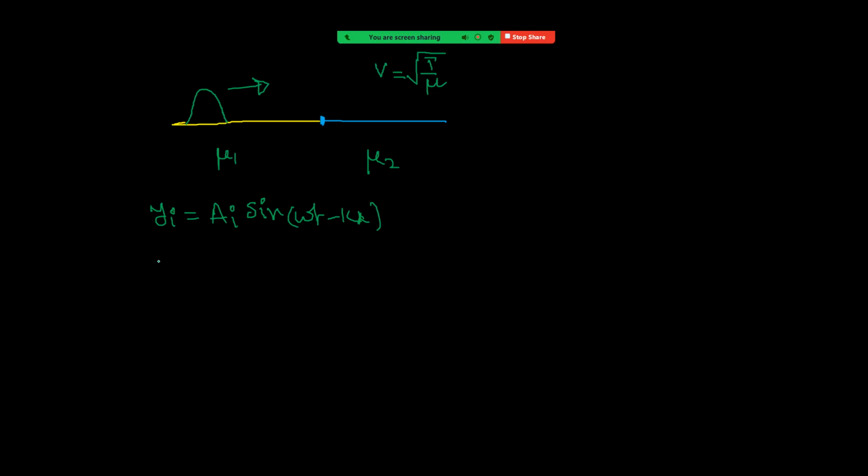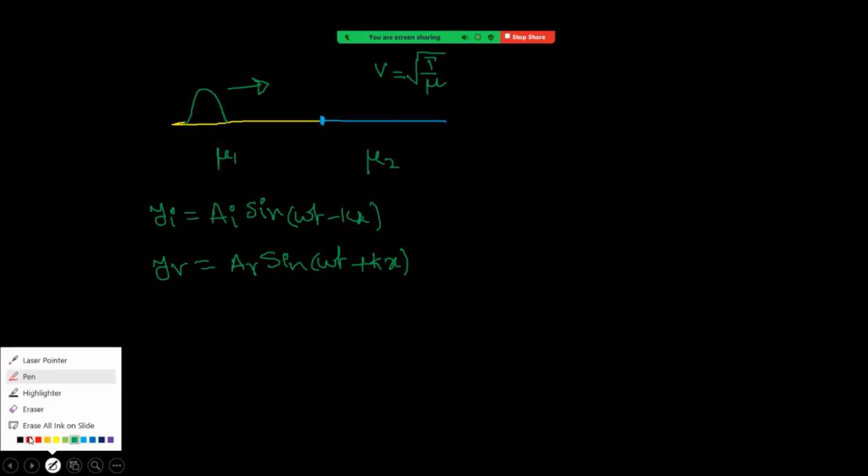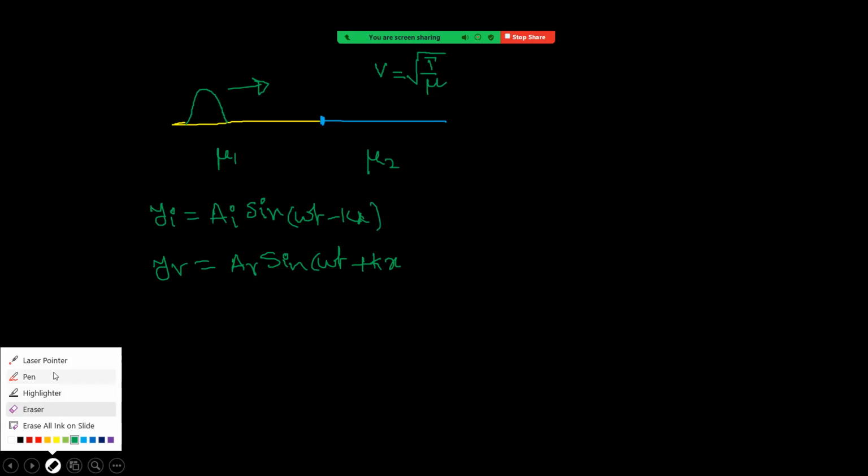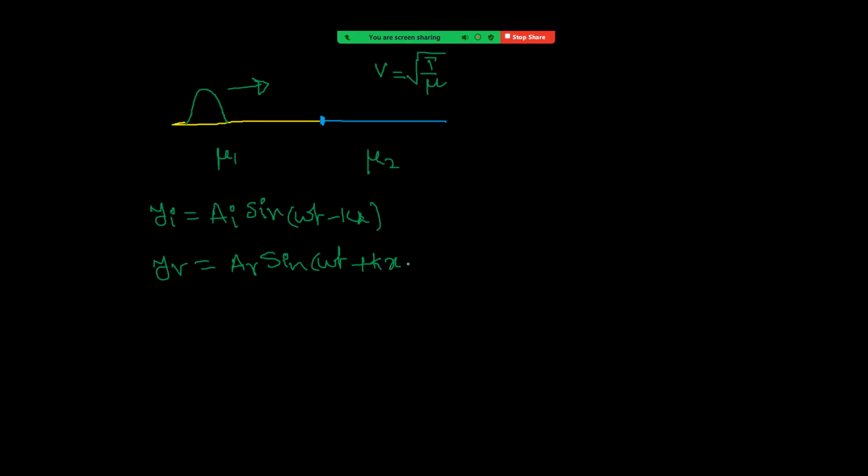So here I'm writing the equation for the reflecting one. Y reflecting equal to A_R sine(omega t plus kx plus phi). I'm writing plus kx, not minus. This is the equation for the reflecting wave.